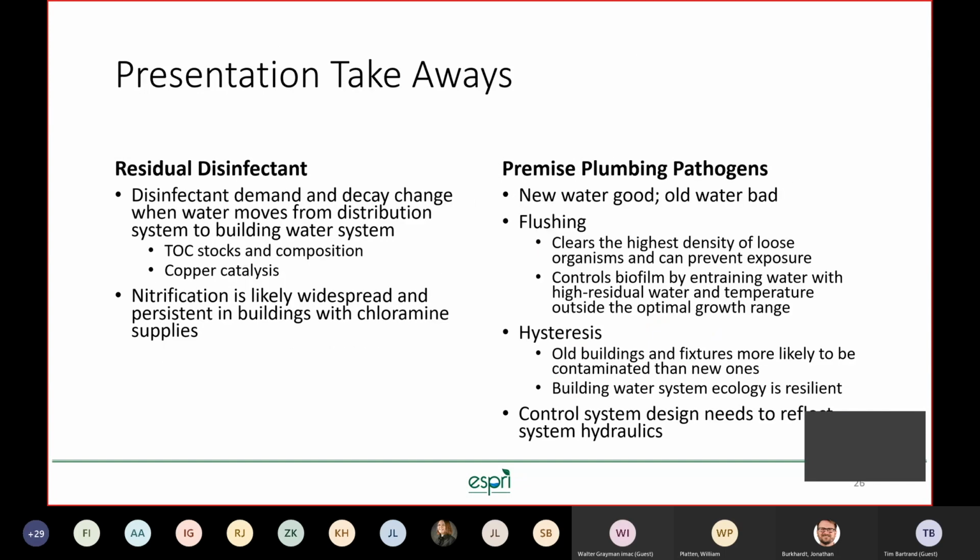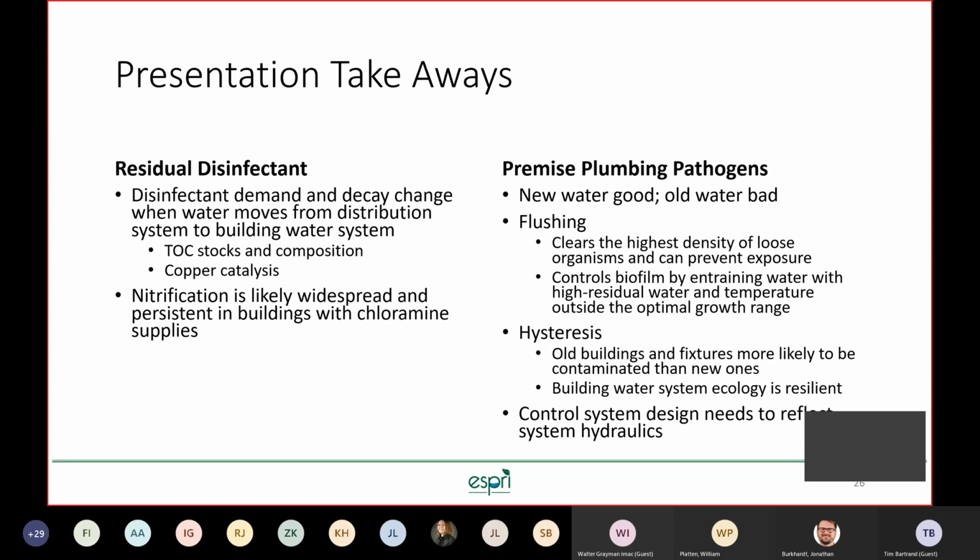The disinfectant demand and decay change when the water moves from the distribution system to the building water system. This was something that was known. Just wanted to bring it to your attention to improve the modeling efforts. And nitrification is something that does need to be modeled or at least predicted because it's probably widespread in buildings with chloramine supplies. The premise plumbing pathogens, new water is good and old water is bad.